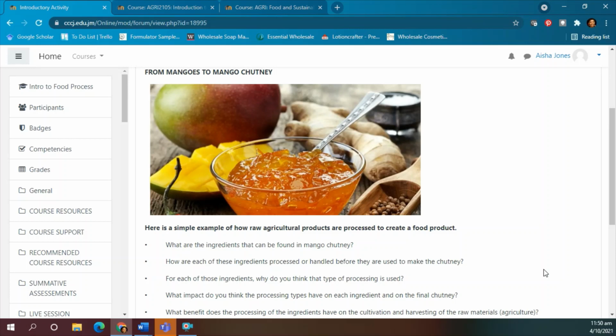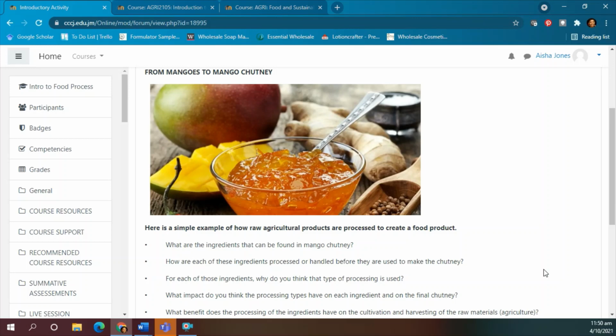It's really just a connection to their everyday consumption of foods, to think about how these foods are processed in order to get to these final innovative food products that we buy and use every day on the shelf. So this is an example of an introductory activity that is provided in this particular course.